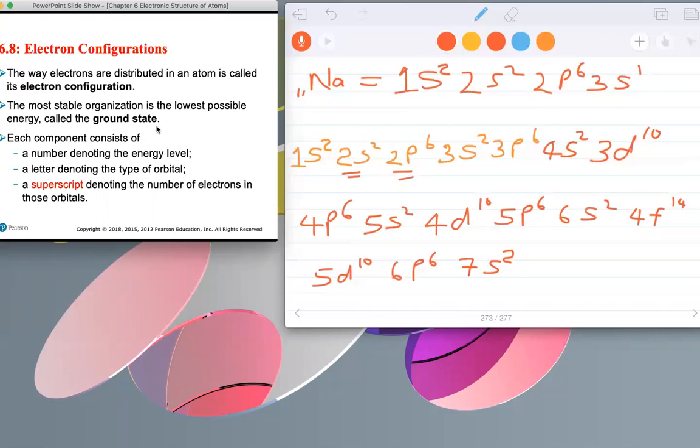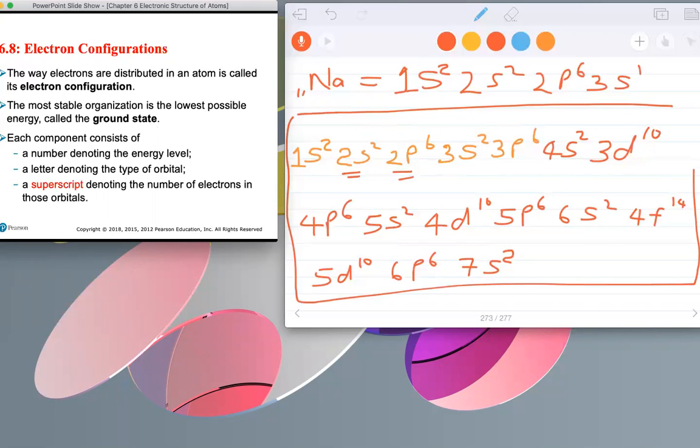We're going to talk about the excited state when we promote one electron to a higher energy level. This is one method of writing electron configuration. And for the other two methods, you need to understand this pattern.